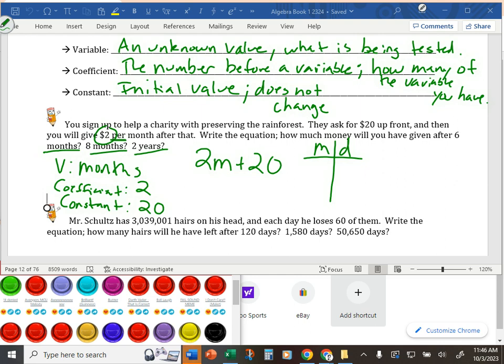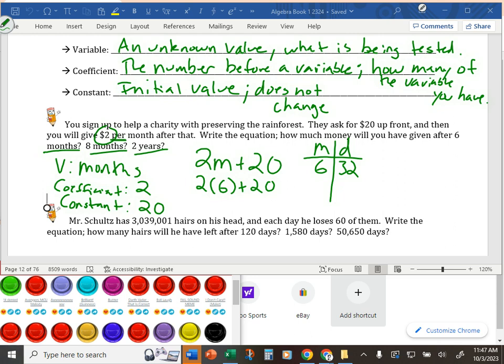But after 6 months, if M is 6, we're going to plug in 6 for M, right? We're testing this now. How much money will we give after 6 months? What's 2 times 6 plus 20? Quick maths. 32. So in 6 months, we've given $32 to the charity.